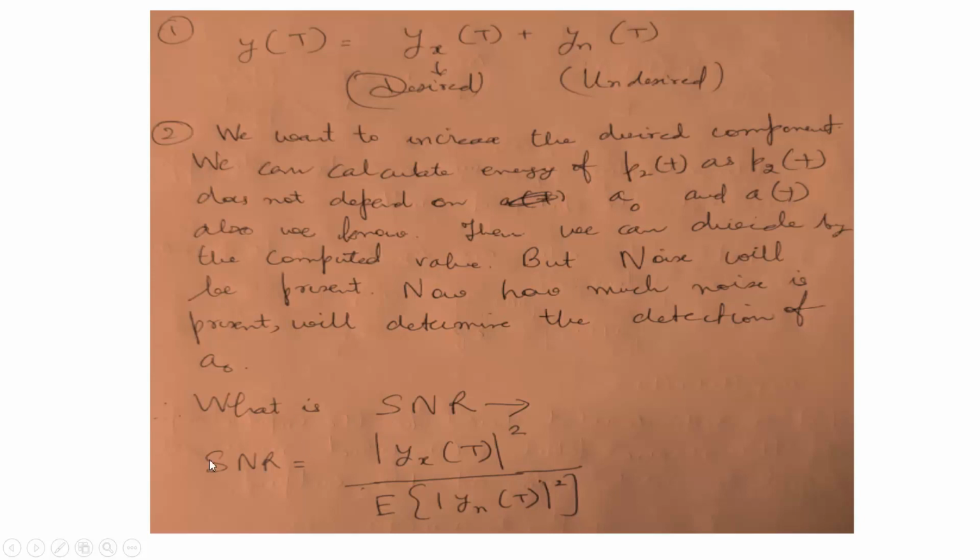I can define a metric here, which is known as the signal to noise ratio, which is |y(T)|² , the signal power, divided by the expected value of the noise, because noise is random, so we are taking the expected value here. The numerator is the signal power, the denominator is the noise power, so that becomes the signal to noise ratio. We will try to calculate it, and then we will prove that the filter, which is a(t) equal to p*(T minus t), actually maximizes the signal to noise ratio, and we will say that the matched filter is an optimum filter.